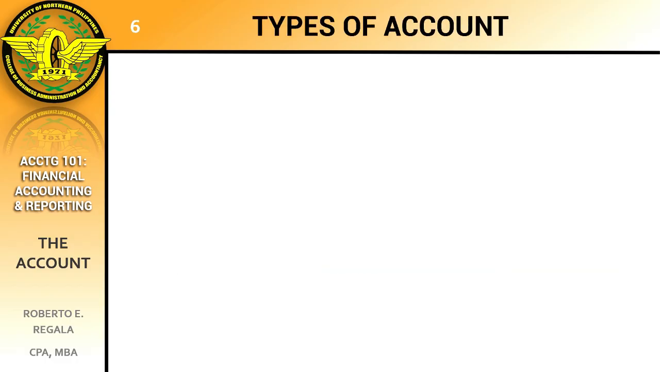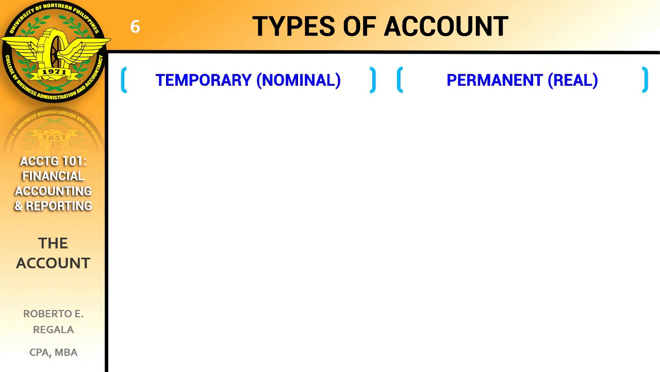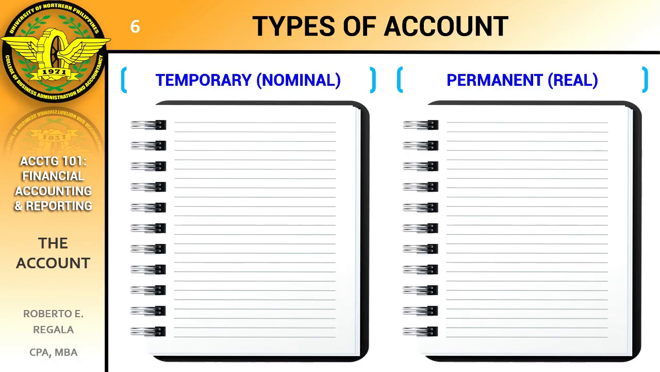Types of accounts. In accounting, accounts are basically split into two main types, temporary and permanent. It's like having two different kinds of notebooks for keeping track of your money. Temporary or nominal accounts are like a notepad you use for a specific period, like a month or a year. Once the period is over, you clear the notepad and start fresh. These accounts track things like your income and expenses to see how well you're doing financially during that specific period.